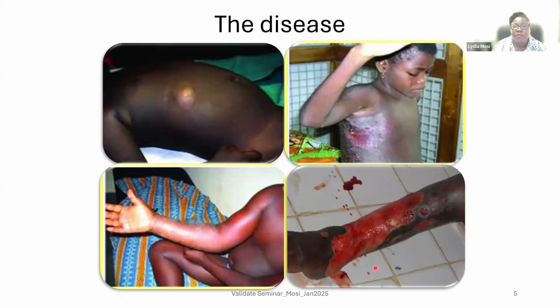A hallmark of Mycobacterium ulcerans infection or Buruli ulcer disease is that in all of these stages, there is absolutely no pain associated with the infection.